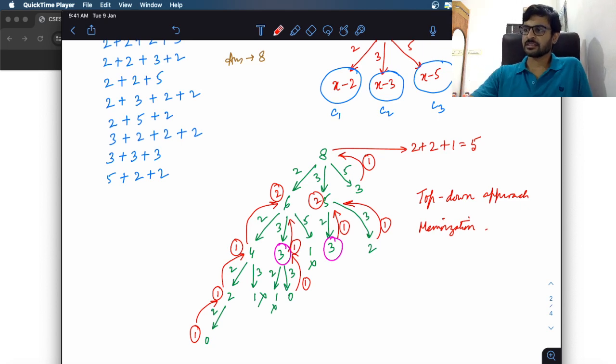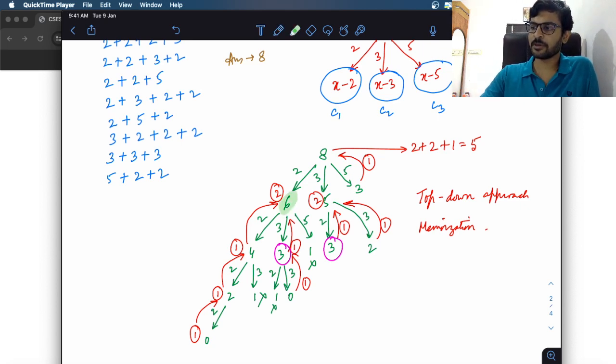So basically, the inference is if we know dp of 6, dp of 5, dp of 3, that is the answer for these sums for 6, 5, and 3, the answer for 8 automatically is known. It is the sum of those answers. So that's what we need to do.